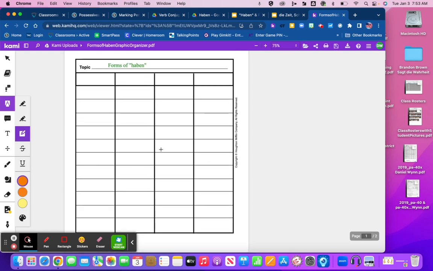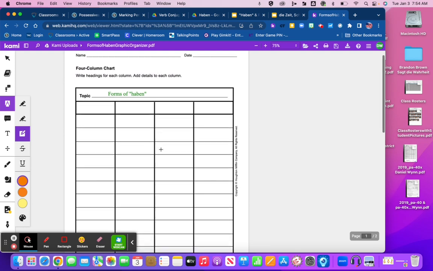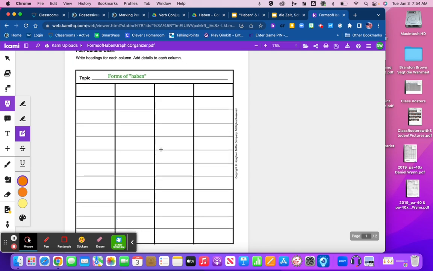So you are going to open the graphic organizer Forms of Haben and follow along in two different tabs and watch the Pear Deck and fill in the graphic organizer as you go. Make sure that you add this graphic organizer to your German folder in your drive.